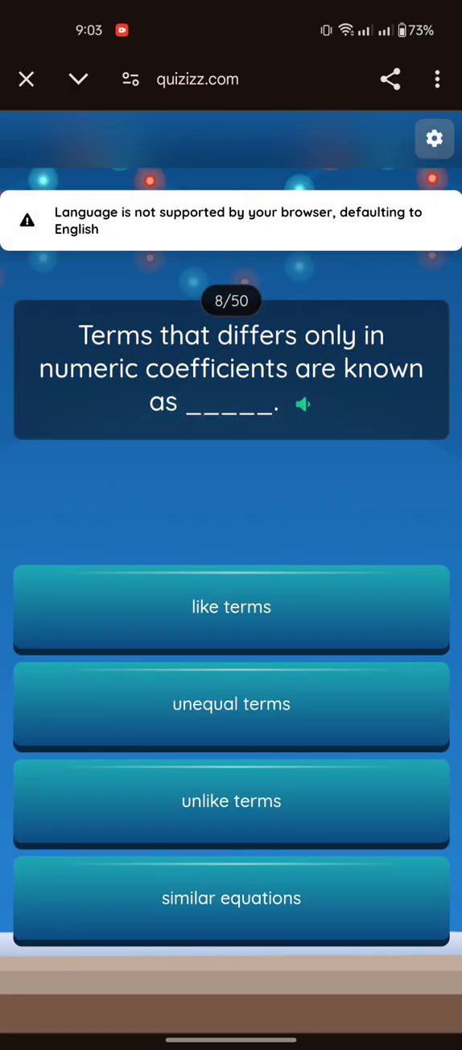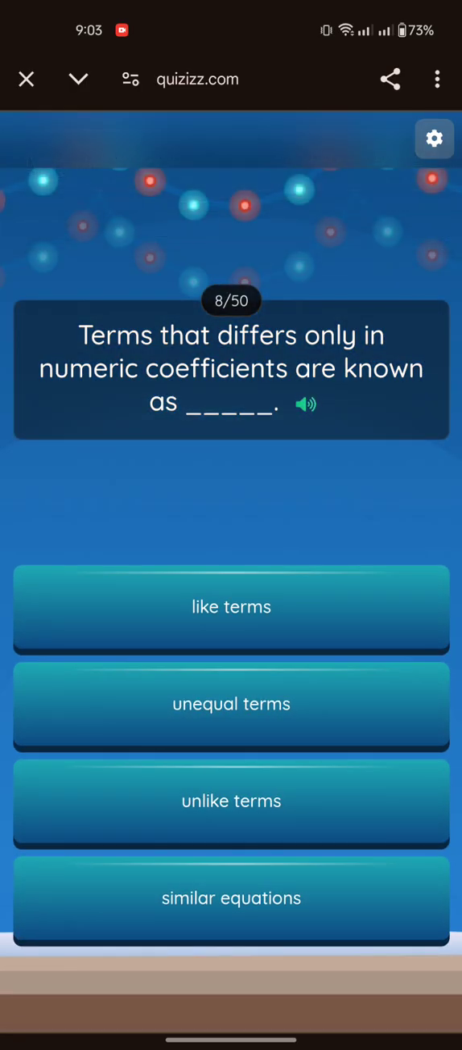Question. Terms that differ only in numeric coefficients are known as blank. Option 1 like terms. Option 2 unequal terms. Option 3 unlike terms. Option 4 similar equations.